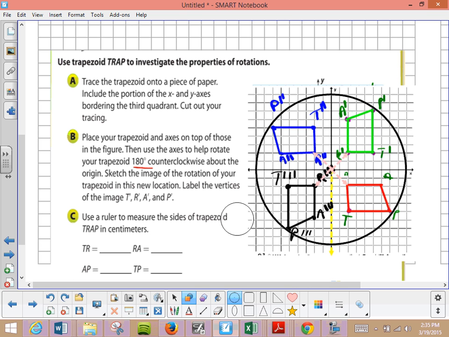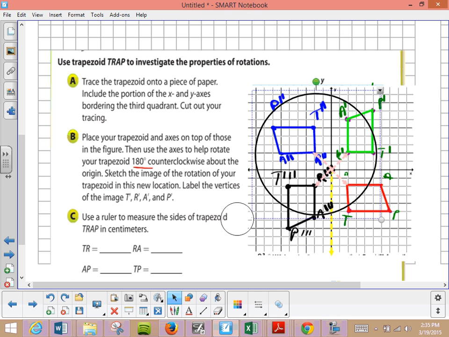Wow. I'm so proud of myself. The smartboard is not smart if I don't use it.